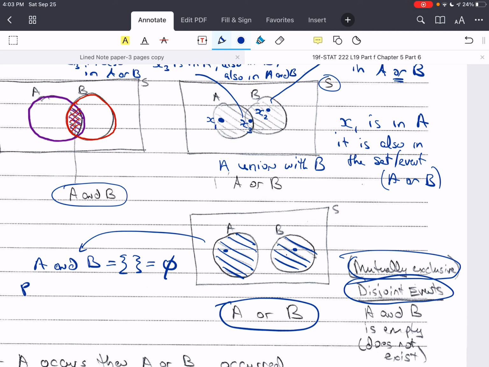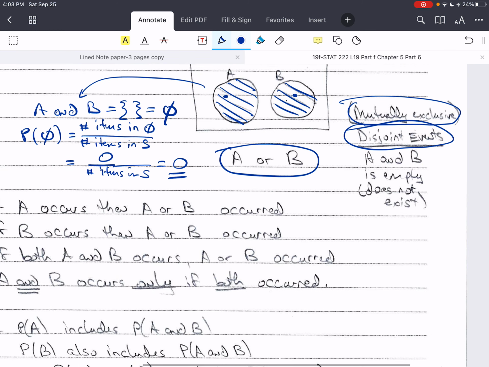And we said that the probability of the empty set, by our definition of probability, is the number of items in the empty set divided by the number of items in the sample space S. But there are 0 items in the empty set, divided by the number of items in S, which is not 0. So the probability of the empty set is always 0.